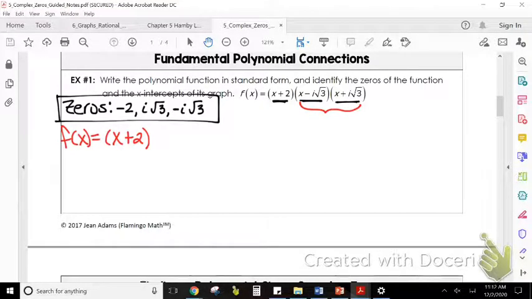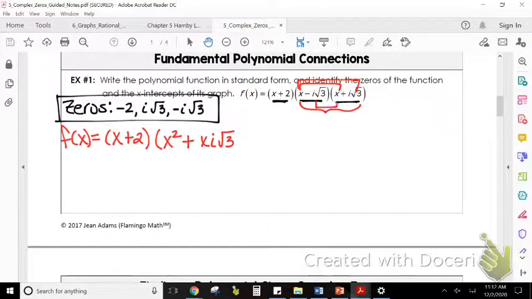And then let's do FOIL on those others. You can do FOIL or the box. So we've got x times x, which is x squared. We have x times positive i square root of 3, so it's going to be positive. The x and the i are on the outside of the radical, so we're going to multiply them together. It doesn't matter which one you put first. And then we have our square root of 3.